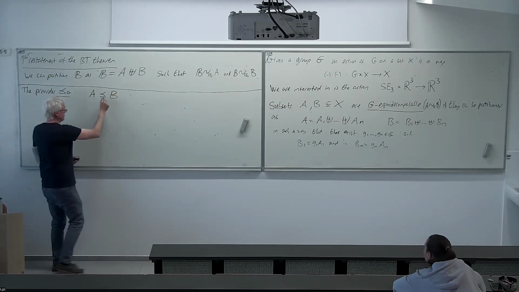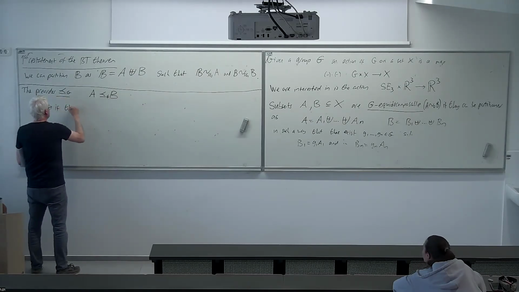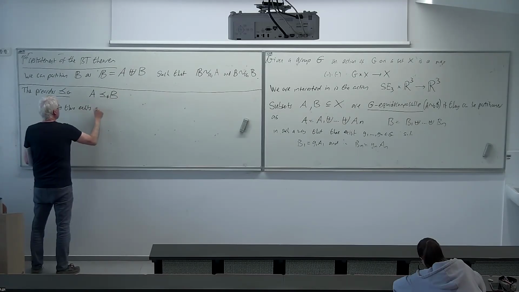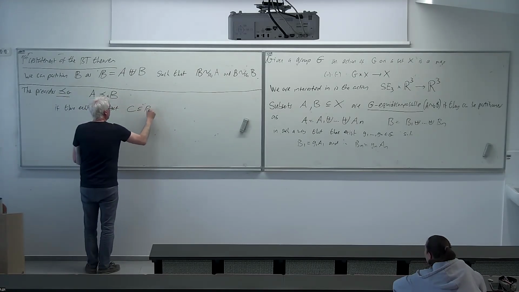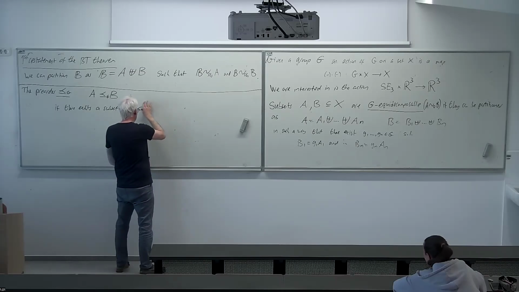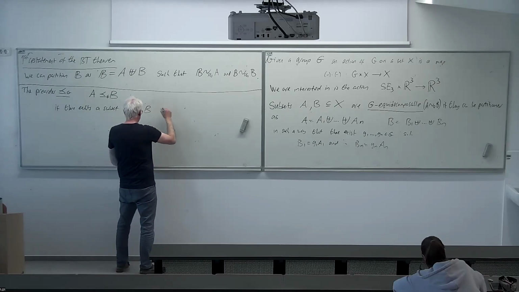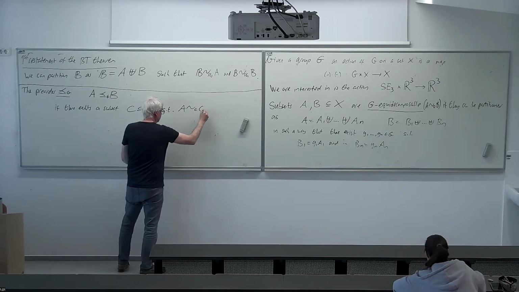This holds if there exists a subset C of B that is equidecomposable with A. Okay, so we can just cut A up into a finite number of pieces, move them around, and get a subset of B as a result, keeping them disjoint. Such that A is equidecomposable with C.